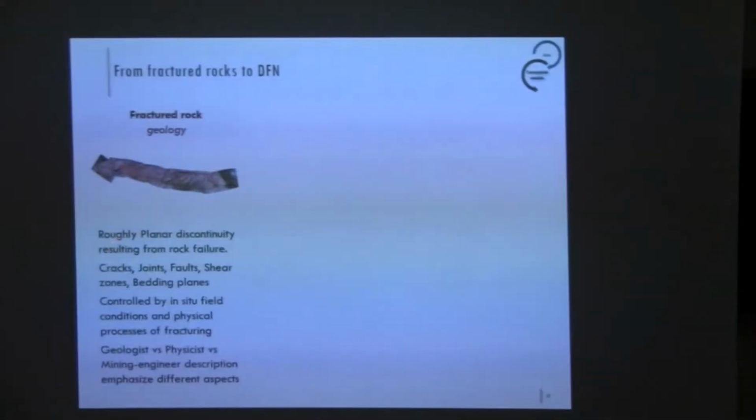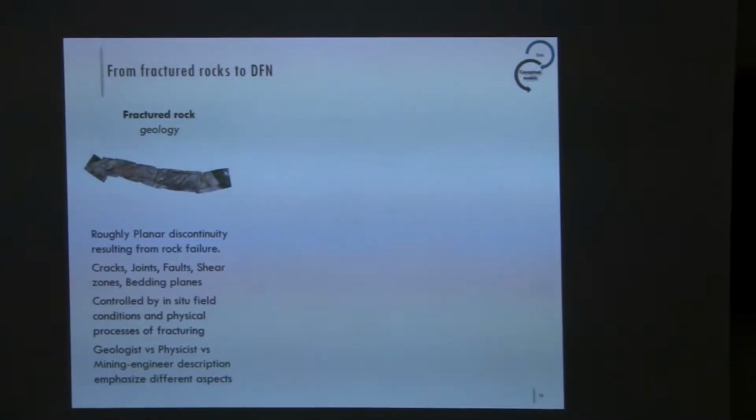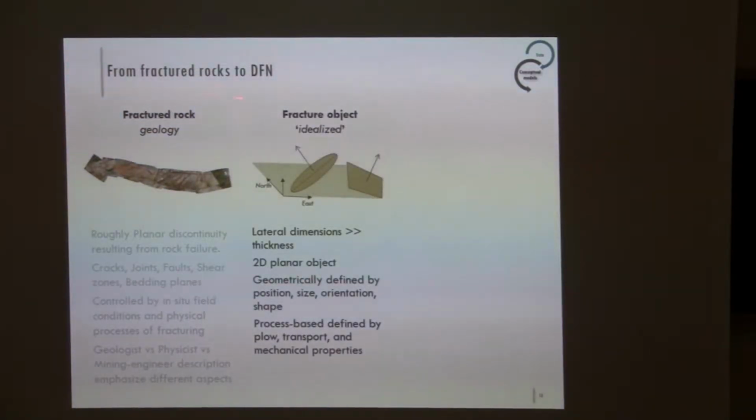Fractures are roughly planar discontinuities that can be cracks, joints, faults, everywhere. So this is controlled by the in situ stress field. And more than that, if you put a geologist, a physicist, or a mining engineer in the field, you will obtain 3 different types of information. Okay, but we cannot deal with that. We deal with the fracture object. So this is idealized, of course, with respect to the geology. A fracture object is a 2D planar object that we put in models, geometrically defined by its position, size, orientation, shape.